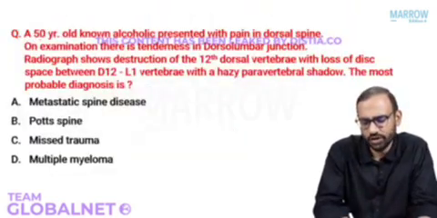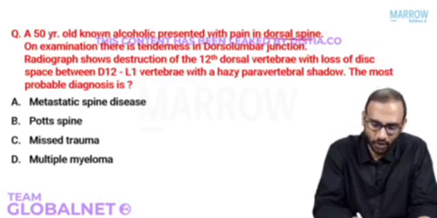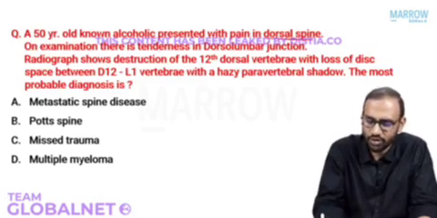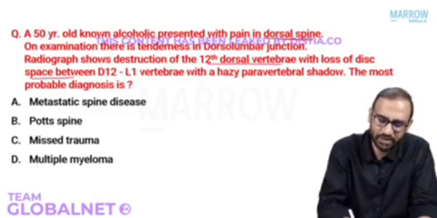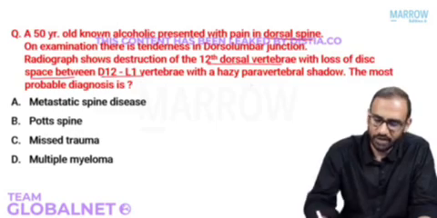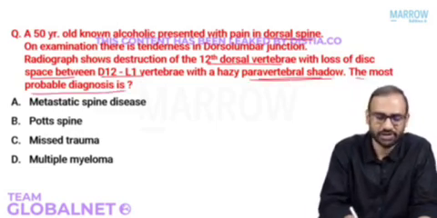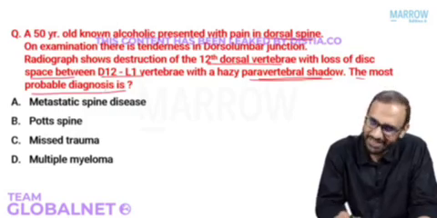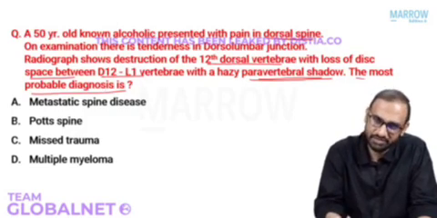Now, a 50-year-old known alcoholic presented with pain in the dorsal spine. On examination, there is tenderness in the dorsolumbar junction. Radiograph shows destruction of the 12th dorsal vertebra with loss of the disc space between D12 and L1 vertebrae, with a hazy paravertebral shadow. The most probable diagnosis is, it's clear, right? So the disc is involved. There is a paravertebral shadow. What is it? It is tuberculosis.